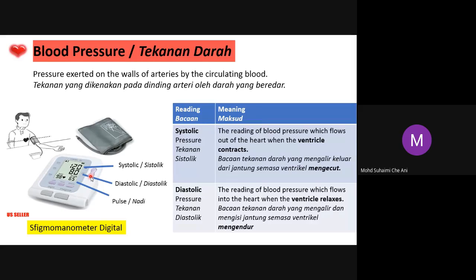The unit is mmHg, which indicates the pressure reading. 120/80 is the normal reading. And the last one, 65 here, is the pulse reading. We will look at the pulse after this, but first we look at blood pressure.